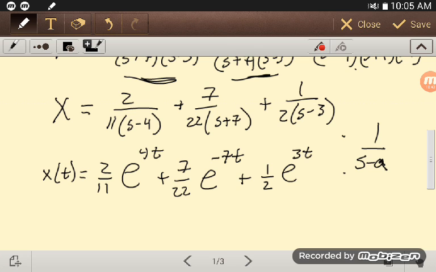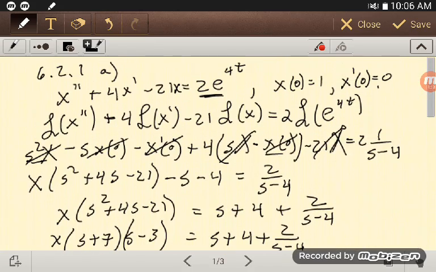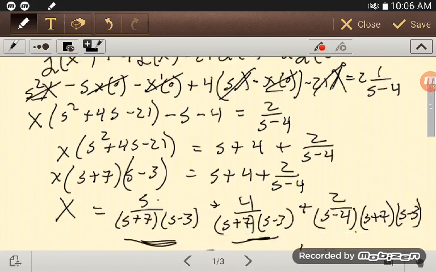Now, I can check my one initial condition very quickly by just looking at x of 0, to see if this all worked out okay. That would be 2 over 11 plus 7 over 22 plus 1/2. Well, that is 4 plus 7 plus 11 all over 22, which is 1. And that was indeed our initial condition way back here, x of 0 equals 1.